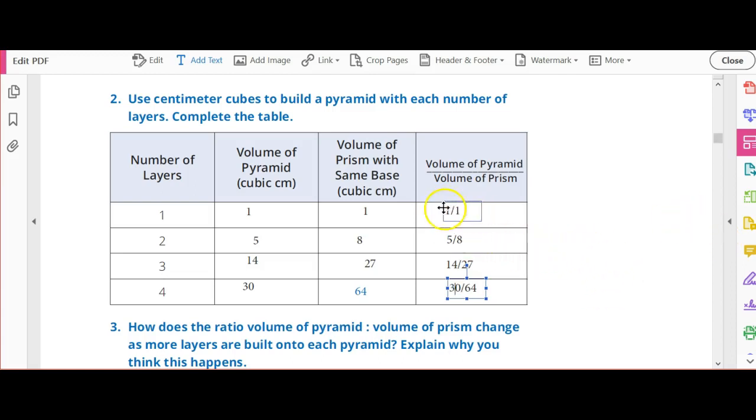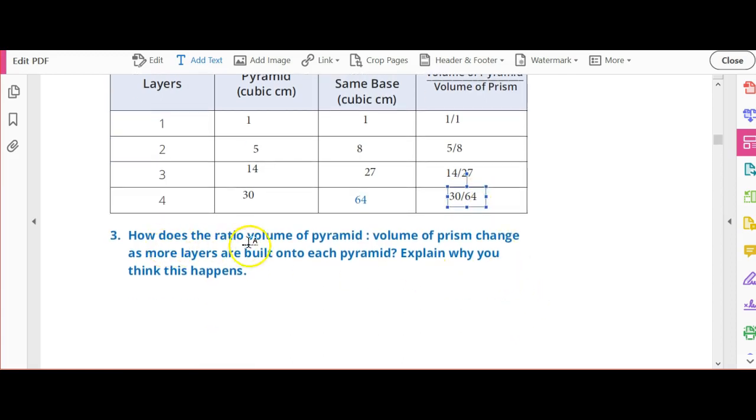So this is 1. This is 0.625, something like this. This is a little more than half, just barely over 0.5. You do that math yourself and figure it out. This one here, 30 over 64, is just under half.